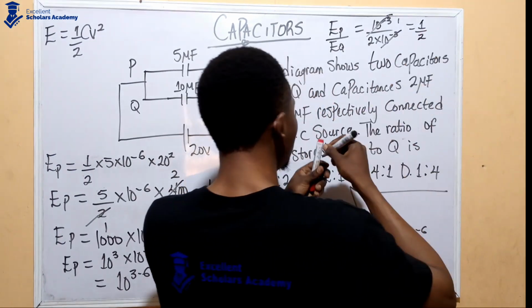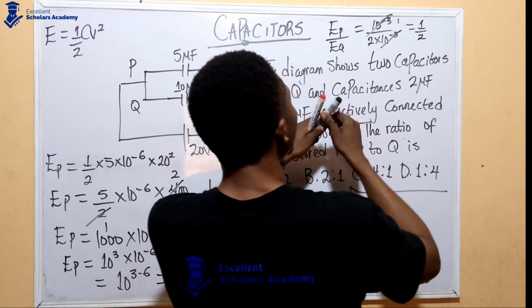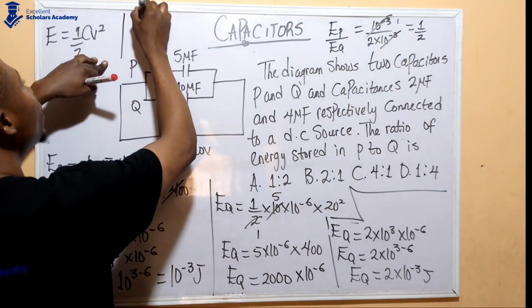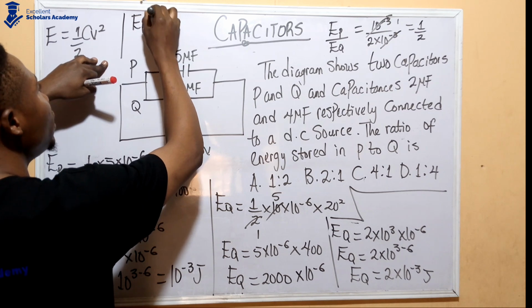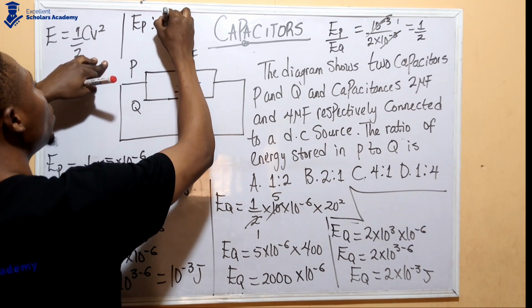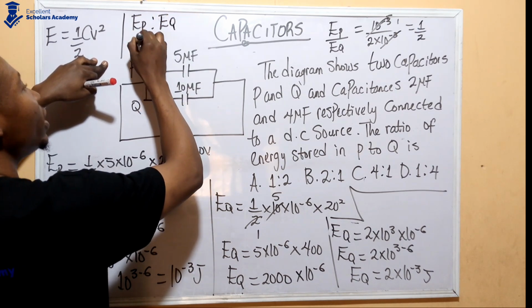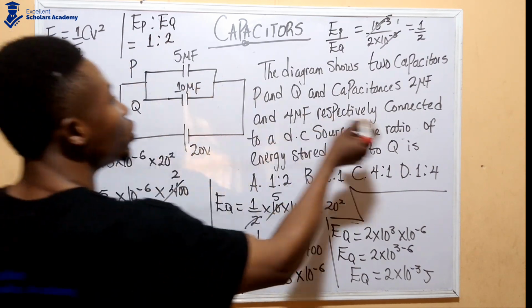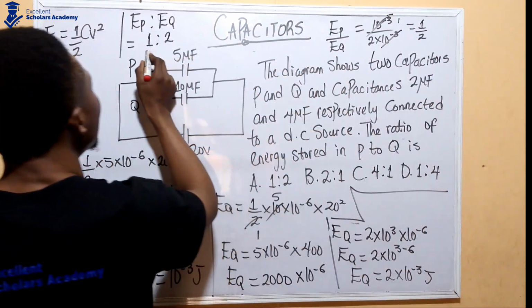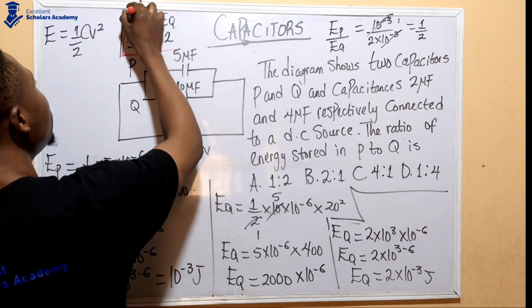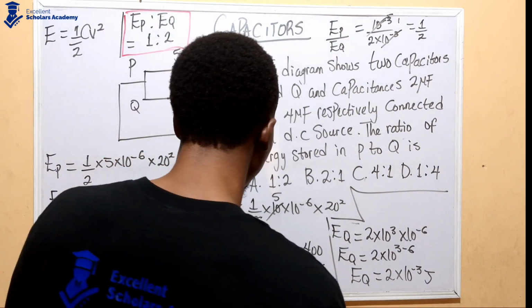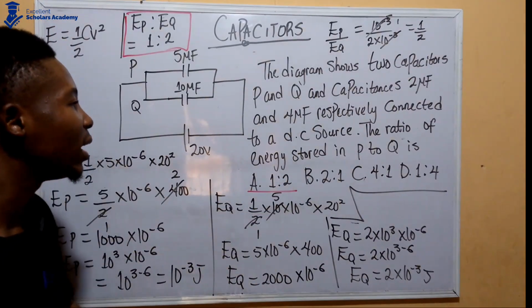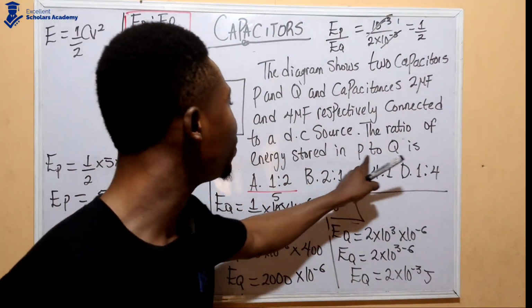Which is the same thing as saying that the ratio of energy stored in P to the energy stored in Q is equivalent to 1:2, because you have 1 over 2, and 1 over 2 can also be written as 1:2. So this is your answer, which is option A. So option A is our answer. 1:2 is the ratio of energy stored in P to Q.